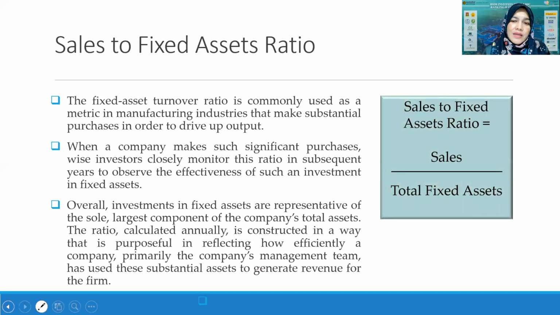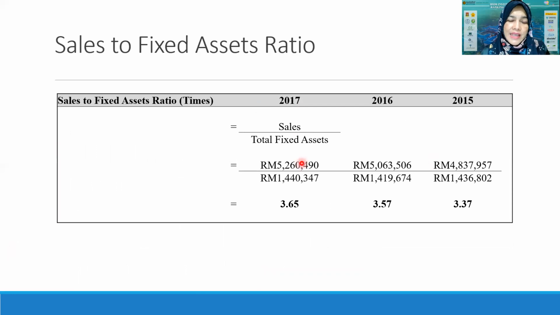The formula is sales or revenue divided by total asset. This is to show how much the assets can generate sales. For example, for Nestle, the amount of sales in the year 2017 is 5 million, compared to fixed asset of 1.44 million. So for every RM1 of total fixed asset, the company managed to generate 3.65 times of revenue. They are able to generate 3.65 ringgit of revenue or sales. Okay, so that's what is indicated by this ratio.